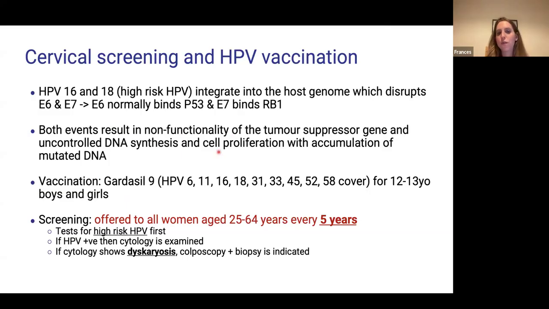And you can also vaccinate against high-risk HPV. This is rolled out now across the UK, I think, for everyone aged 12 to 13. Many of you may have had this vaccine. It's now, I think, Gardasil 9 that we're doing, which protects against these different HPV strains, some of which are low-risk ones, like 6 and 11, but some of which are high risk as well.